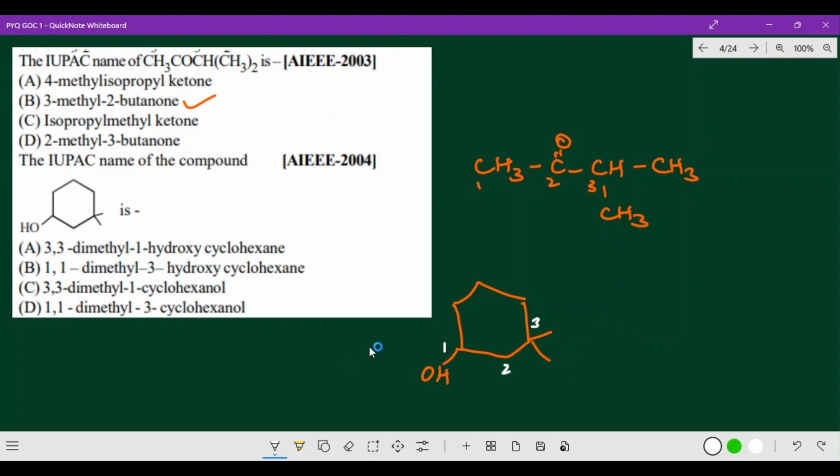So what is it? 3-methyl-1-hydroxy cyclohexane. So this is cyclohexane. Which is the correct option? Option A is the correct option. So this is 3-methyl 1-hydroxy. This is the functional group, so we are giving it the numbering 1. So 1-hydroxy cyclohexane. Hope you got that idea. Okay, come on. Let us go for the next question.